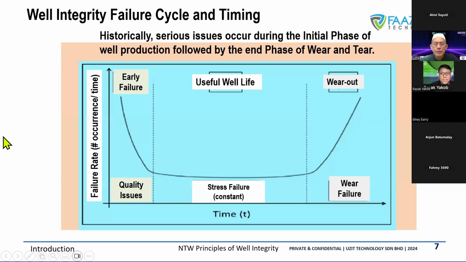The next graph is interesting, because by time, 20 years, 30 years, you can see the common integrity failures that happen in each phase. For example, during the first phase, early failures happen because this is the first time you install. Sometimes you do not know that you have extra stresses in the well. You have more sanding issues in this stage. So in the early stage, you will see all the early failures.